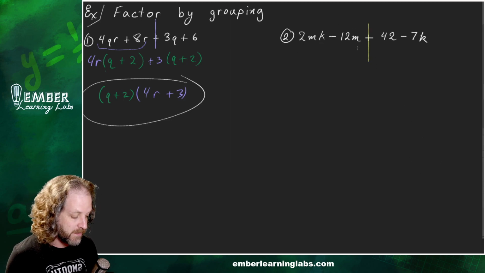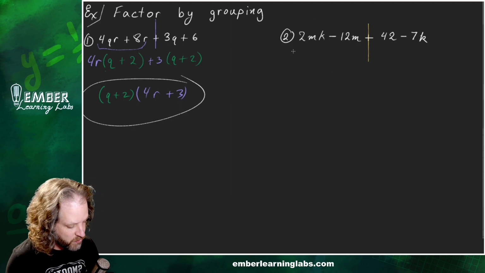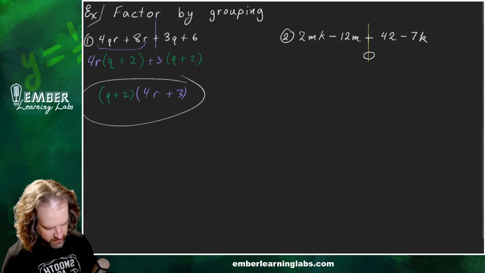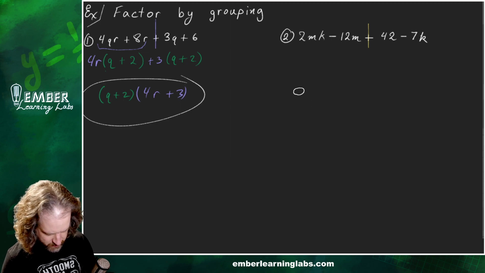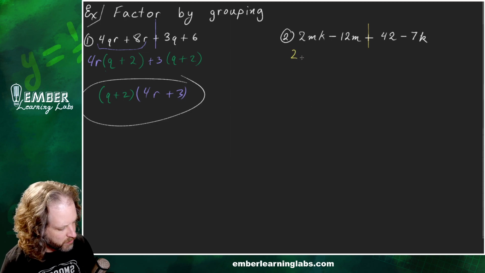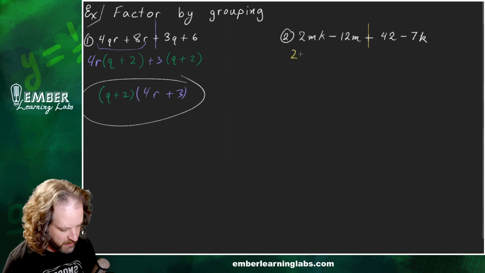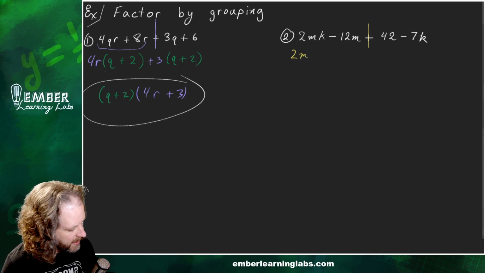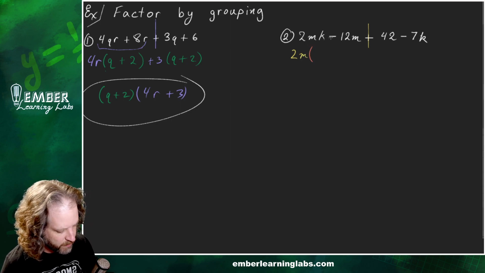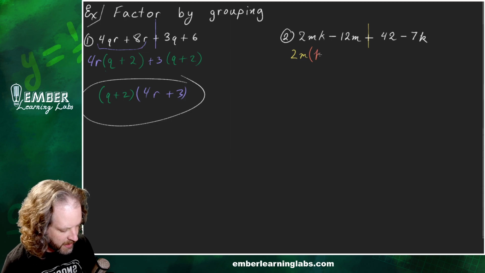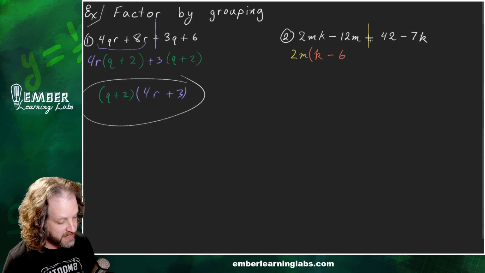So let's look at a GCF in this first one. There's a 2 in common in this first group, right? So we're going to pull out a 2. There's also an M in common. So we're going to pull out an M. Now when we pull out a 2M, what's left in the first one? Just a K. And what's left in the second one is a 6, because 12 divided by 2 is 6, and that M is pulled out, right?